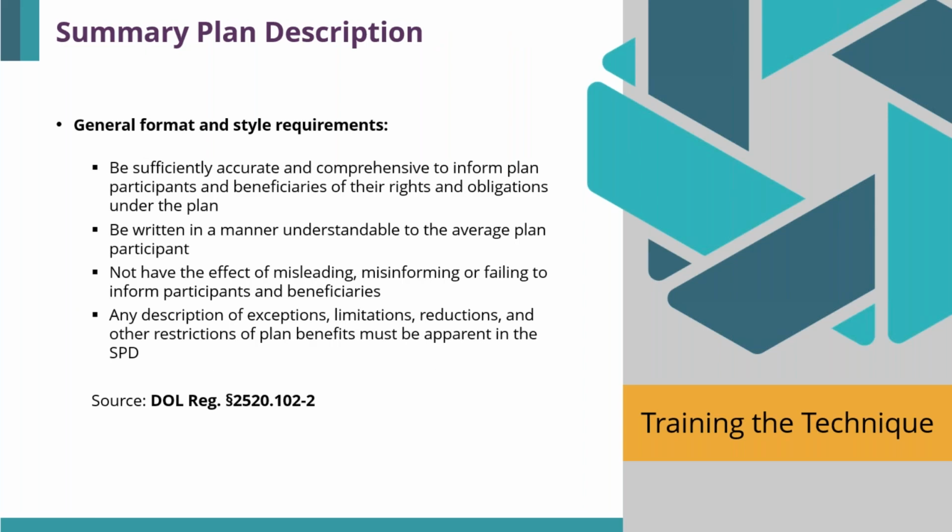So, general format and style: it must be designed so the average individual can read it. And it must be accurate and comprehensive and inform plan participants and beneficiaries of their rights and obligations under the plan. It must be written in a manner understandable to the average plan participant. It can't be misleading. And you must describe any exceptions, limitations, reductions, and other restrictions of plan benefits, which means that many highlights brochures don't cut it. All these things must be provided to the employee, and that's the source of the DOL regulation.